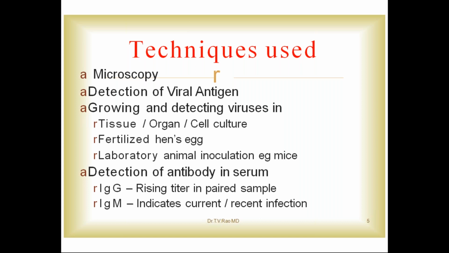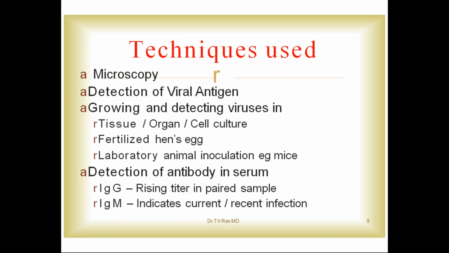Detection of antibody in serum. Not only antigens, the antibodies also can be detected. Any virus antibody can be detected. Suppose herpes simplex virus antibody, hepatitis B antibodies, mumps antibodies, rabies antibodies. What not, HIV antibodies. These antibodies also can be detected, not only viral antigens.